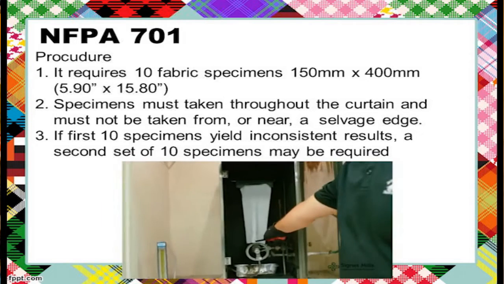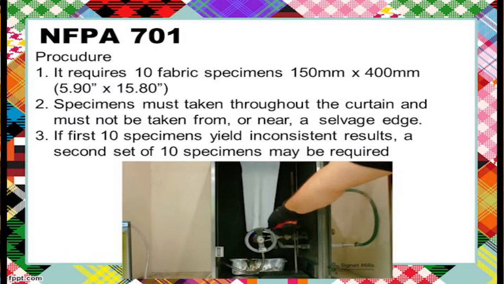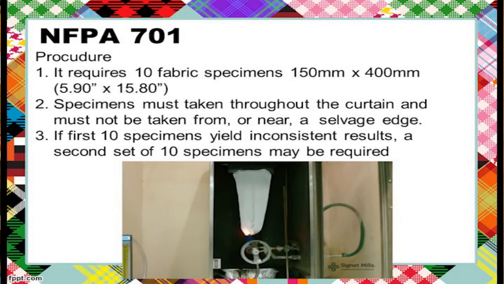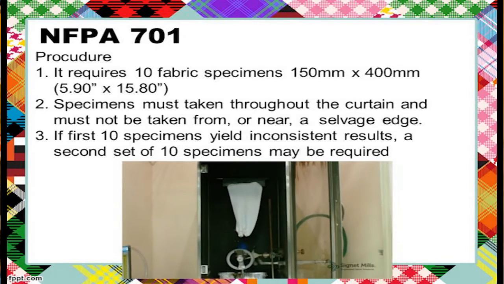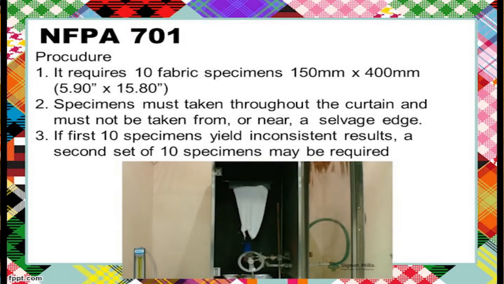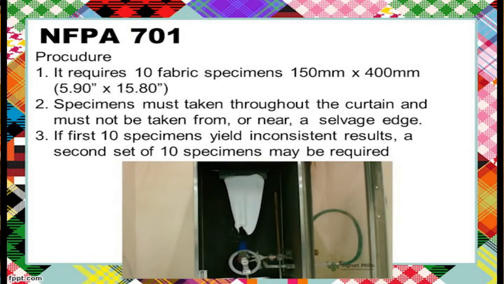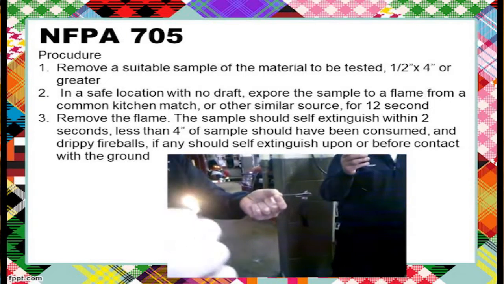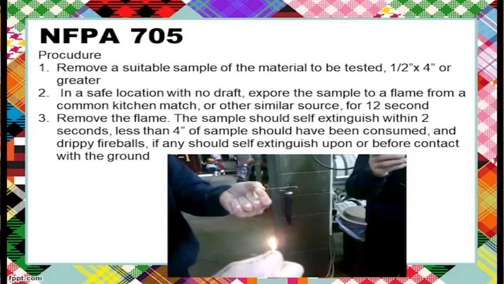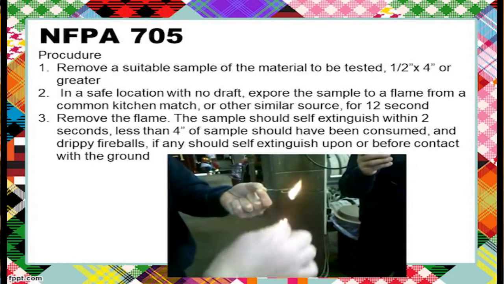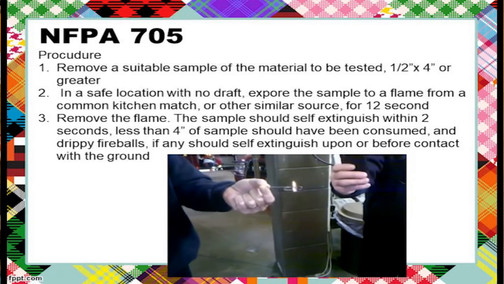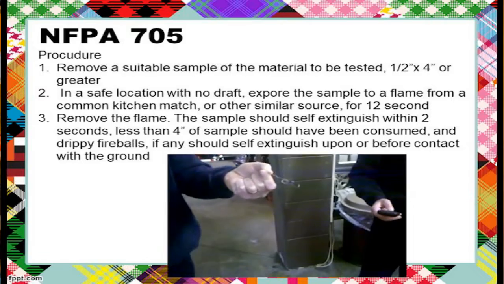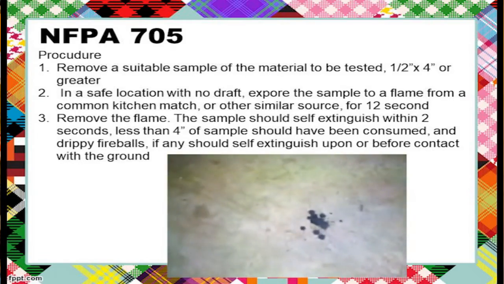Then the video shows how the tests are conducted. For this test, we burn the fabric sample and observe the condition of the fabric. Then next is NFPA 705, with the same procedure, and the video shows the test being conducted. As the video shows, we can observe that within 2 seconds, the sample self-extinguishes and starts producing debris fireballs.